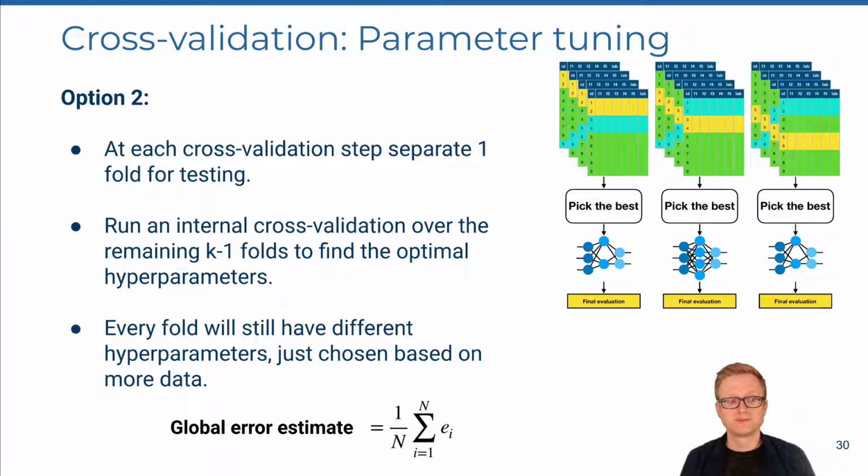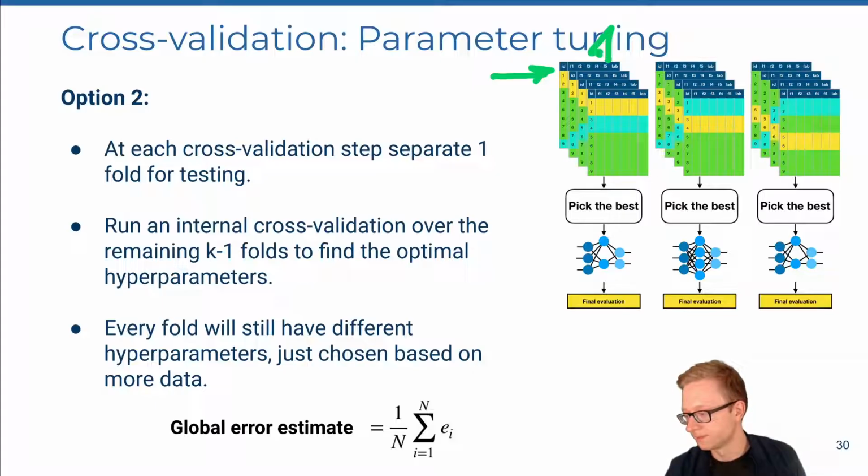So this requires a bit more work, and it requires a lot of experiments, but it will likely lead to the best results if you do need to do this on a small data set. So essentially the way that this works is at each fold of the cross-validation, you first separate one part of it for testing. So let's say this is fold 1.